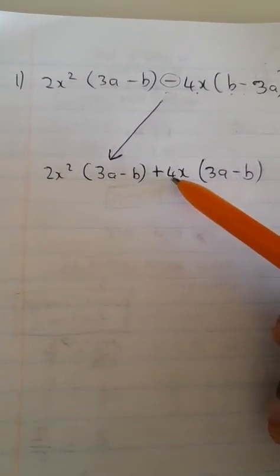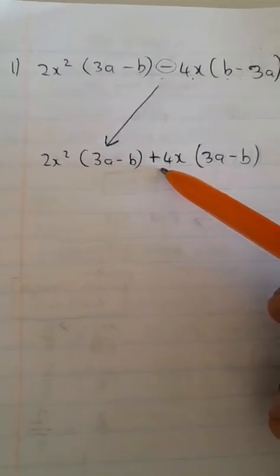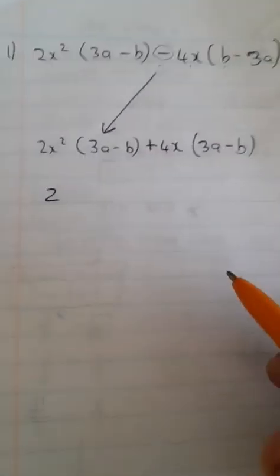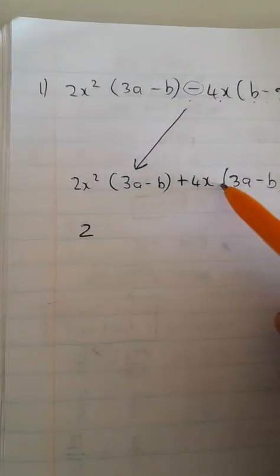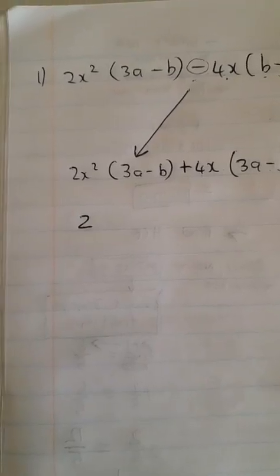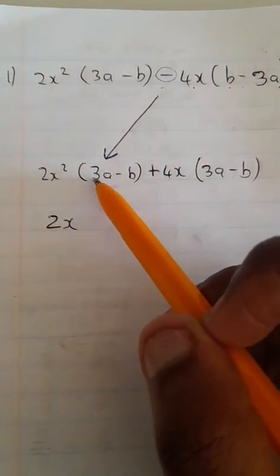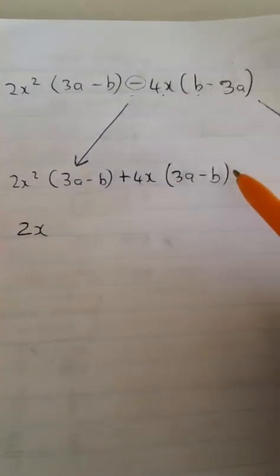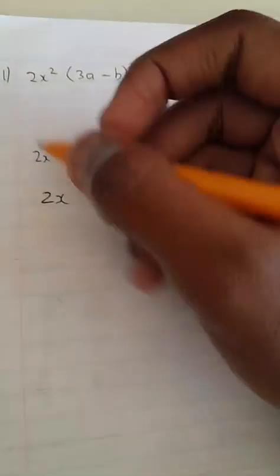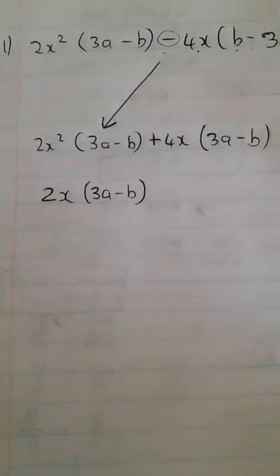Okay, so this is, like I said, one method that we can use. Between 2 and 4, what is the highest common factor? The highest common factor between 2 and 4 is 2. Thank you very much. The highest common factor between x squared and x, we go for the base that has the lowest exponent, so it's x. And then the highest common factor bracket between 3a minus b and 3a minus b, obviously 3a minus b. It's common. I'm sure you guys can see that.